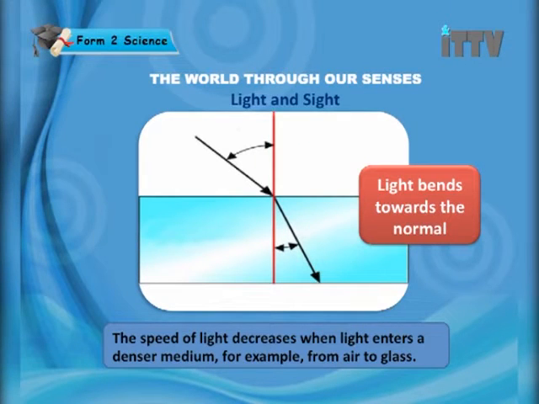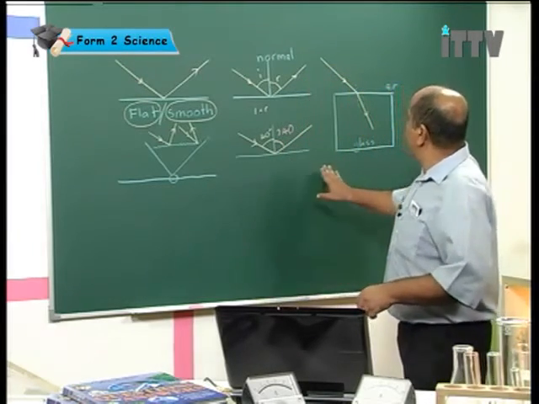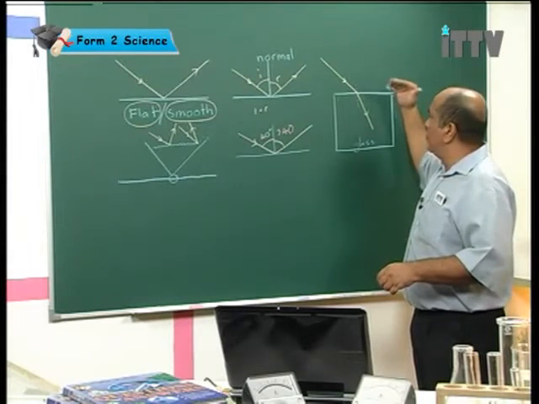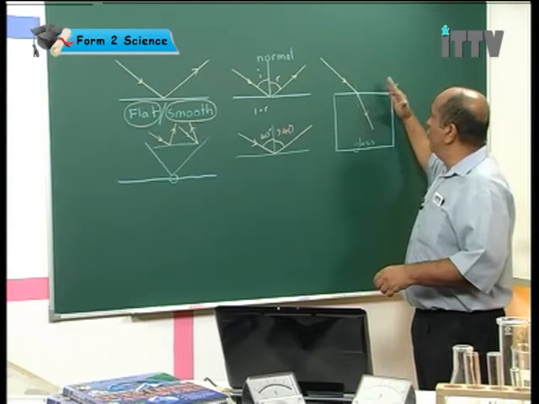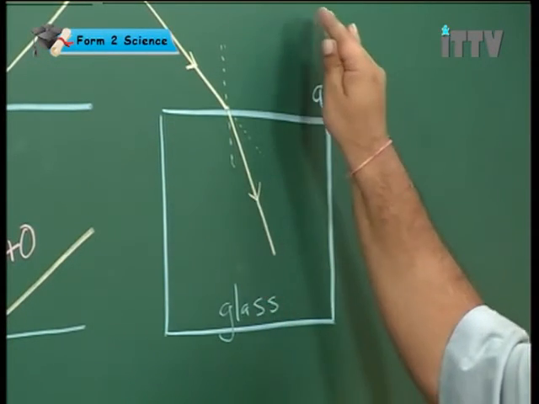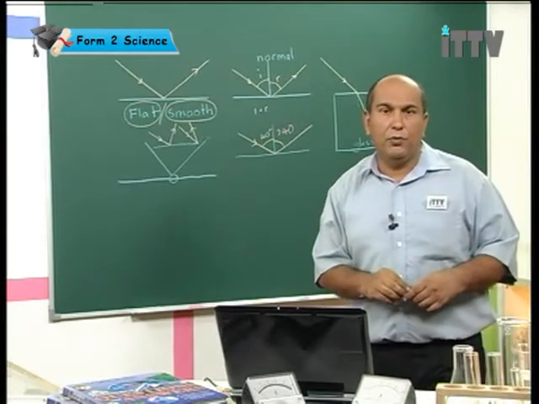The speed of light decreases when light enters a denser medium. For example, from air to glass. Light bends towards the normal. So the key here is this. When you go from less dense to more dense, you move towards the normal. When you go from fast to slow, you move towards the normal.